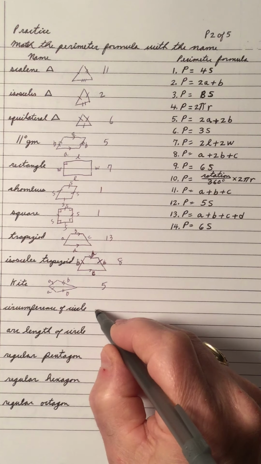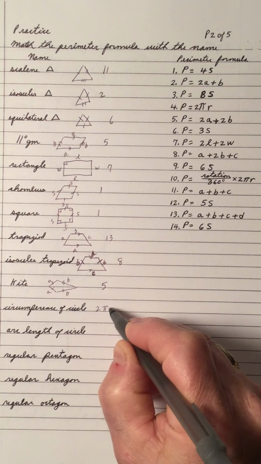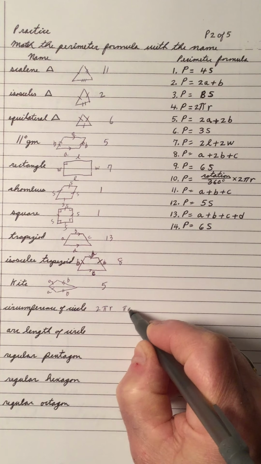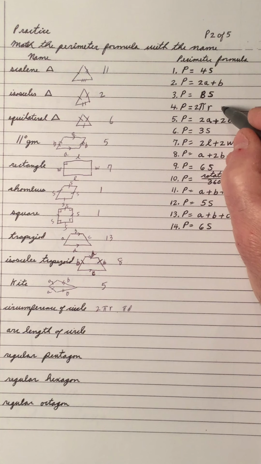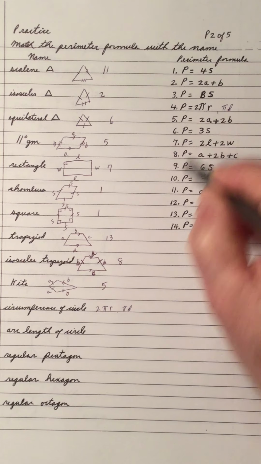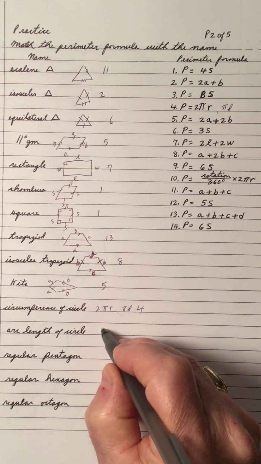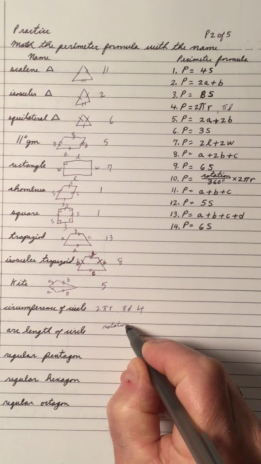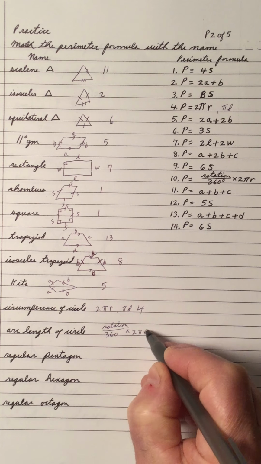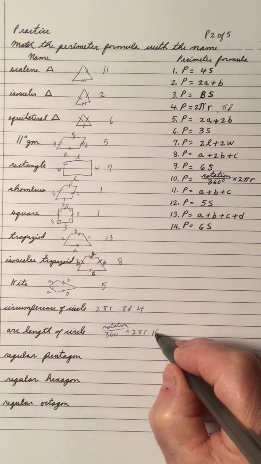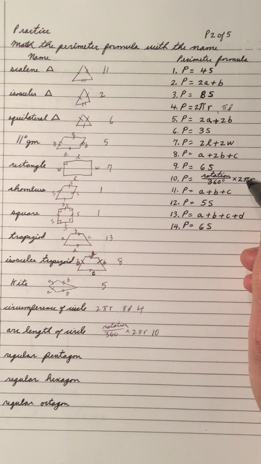And the circumference of a circle, we know to be C equals 2 pi r, or pi d, whatever way you want to say it, and that's number 4, 2 pi r, or we could have said pi d. The arc length is the rotation, how much you're rotating around the circle, over 360 times the circumference of 2 pi r. So that is number 10. Rotation over 360 times 2 pi r.